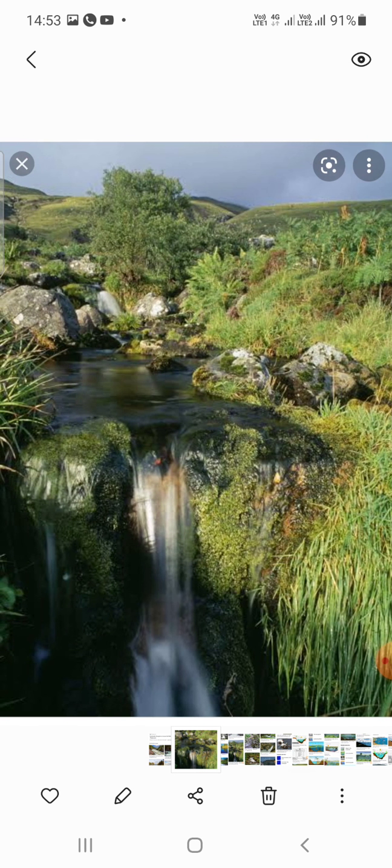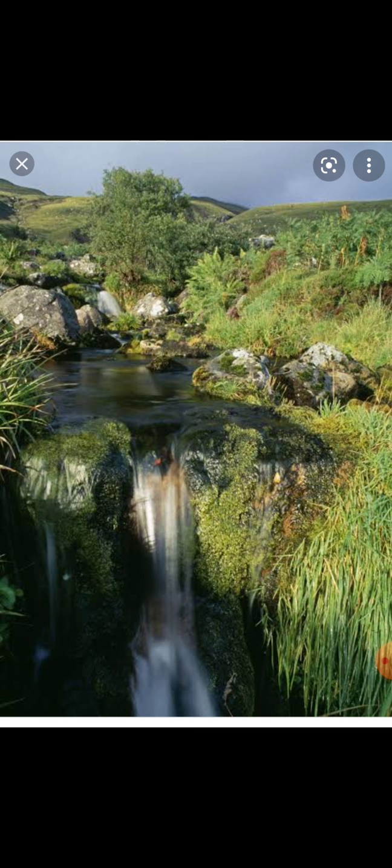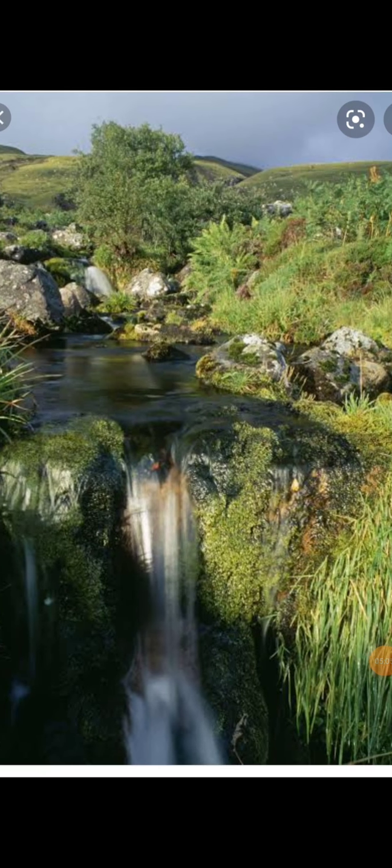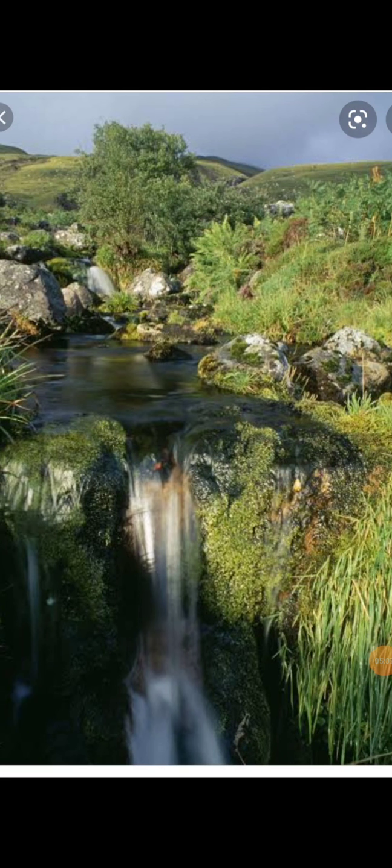See here, the streams are quite different from one place to another place. Here I am showing, my dear students, see here in the slide, a beautiful river is there. A beautiful river and stream ecosystem.